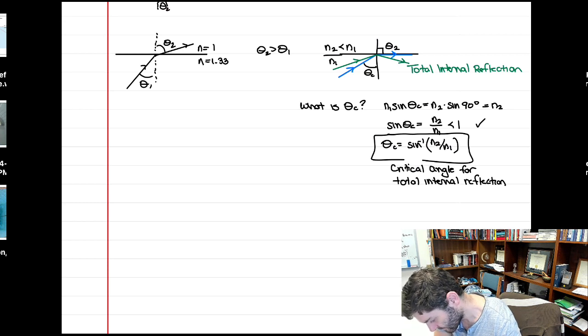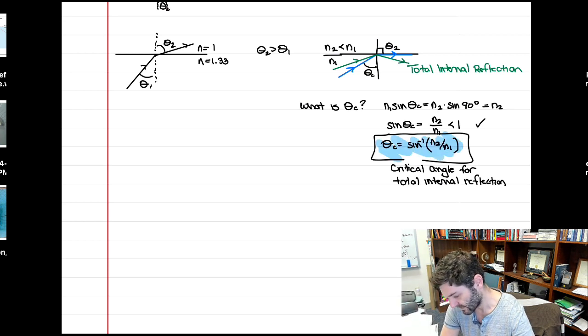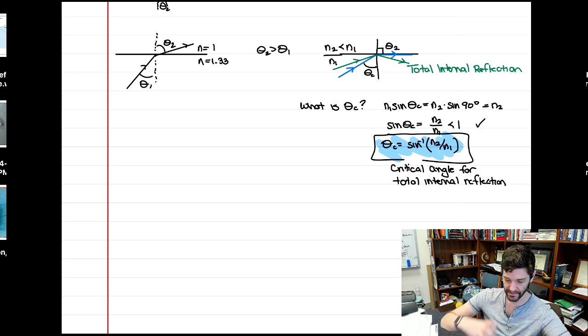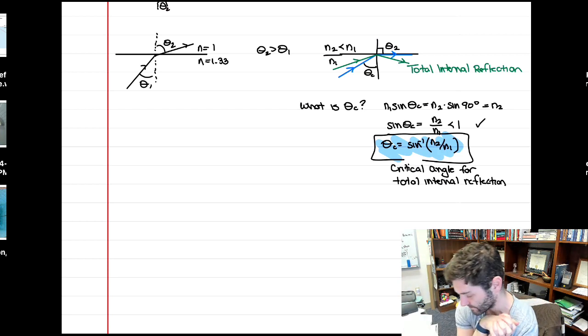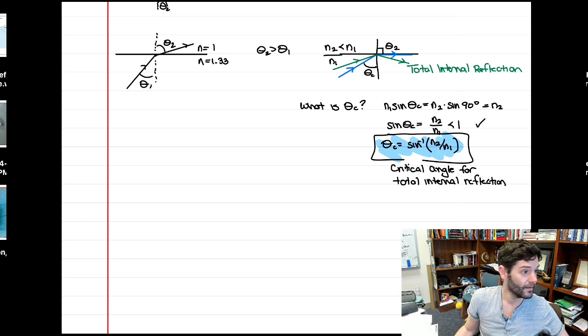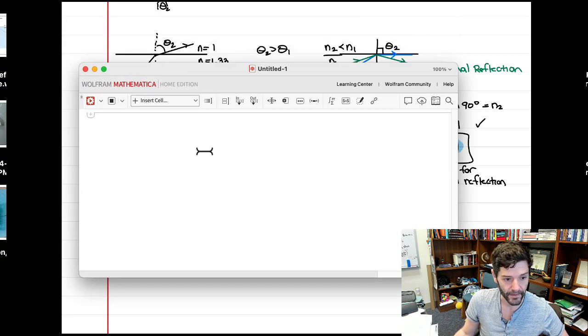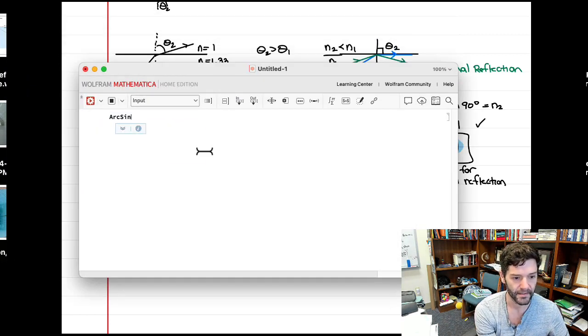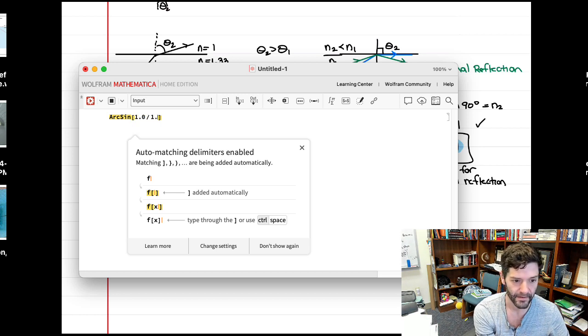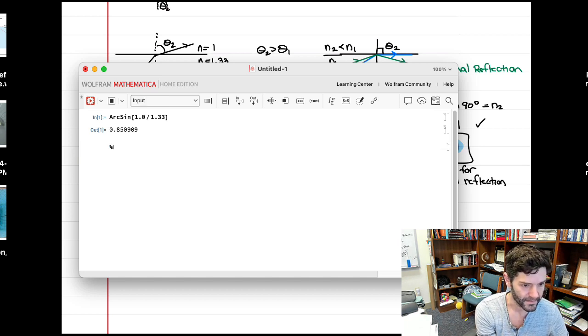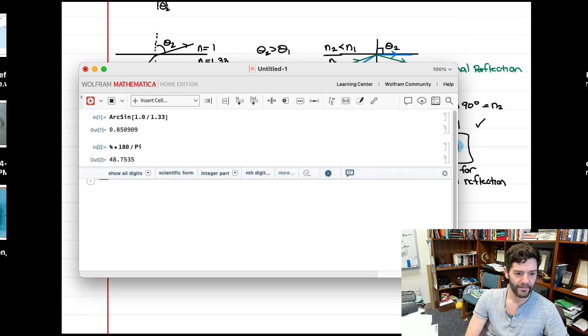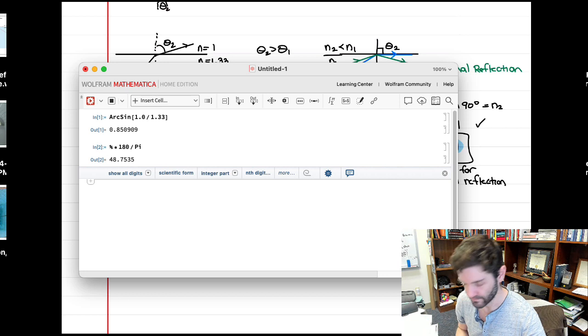I'll get that highlight too. And again, notice it requires that you're going from a more optically dense medium, higher index of refraction, to a lower index of refraction. And then real quick, what is that for water? So then it looks like arc sine of 1 divided by 1.33. That is some amount of radians. So then let us do the same thing, times 180 divided by pi, about 48.8 degrees.